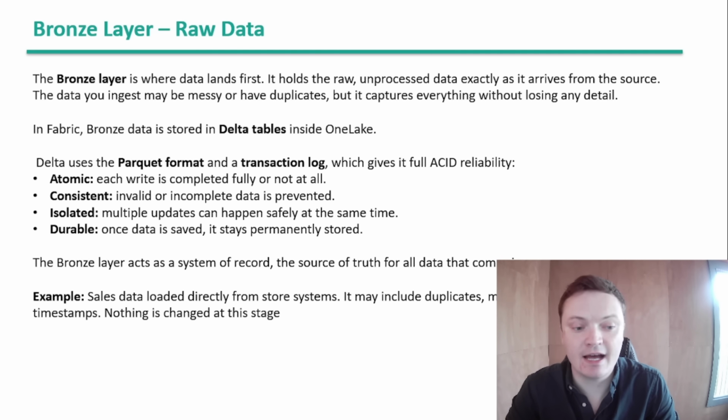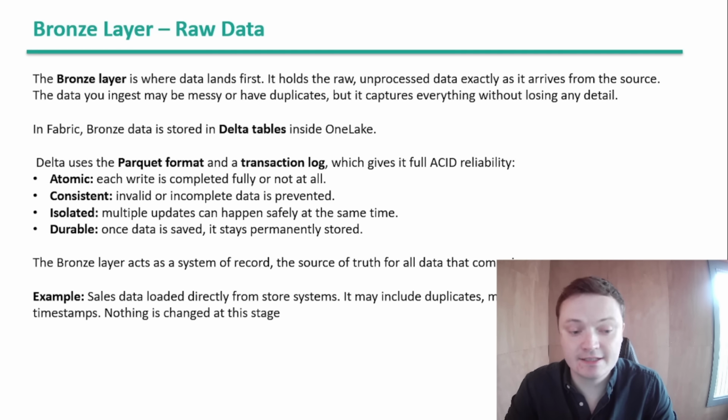This means it is atomic, consistent, isolated, and durable. And to go through these again, atomic means each write is completed fully or not at all. Consistent means invalid or incomplete data is prevented. Isolated means multiple updates can happen safely at the same time, and durable means once data is saved, it stays permanently stored.